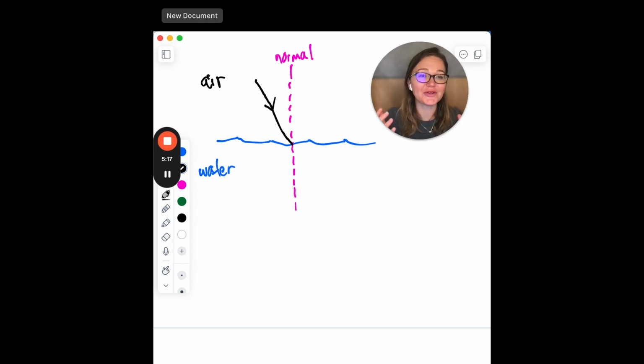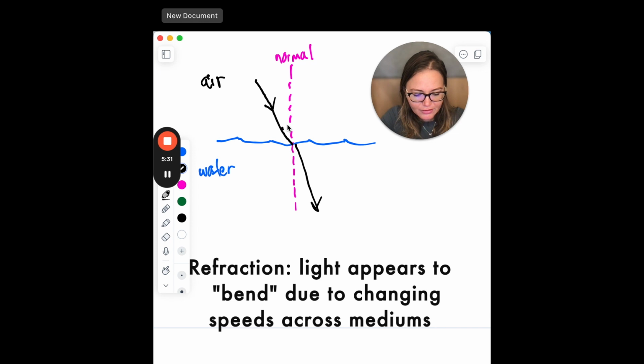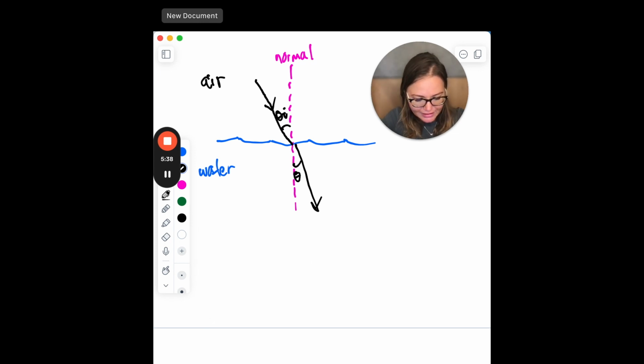Specifically, water is more optically dense. So the light ray is going to interact more with the particles in the water, which is going to slow it down. And the effect of that light ray getting slowed down is that it's going to bend towards the normal. So if this was our theta I, our incident angle, this is going to be, we'll call it theta alpha, which is going to represent our refracted, or our bent, light ray, right? So we know that in this case, since light travels faster in air and slower in water, our incident angle is going to be greater than our refracted angle, theta alpha.